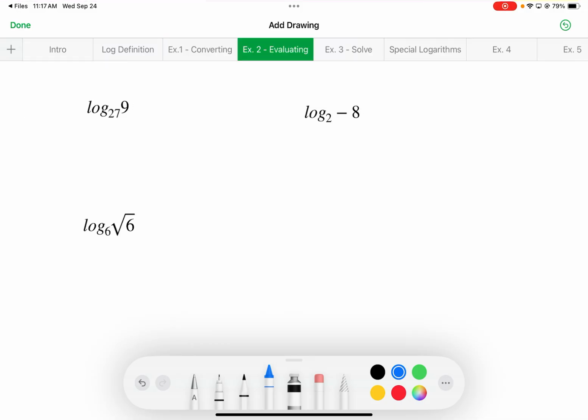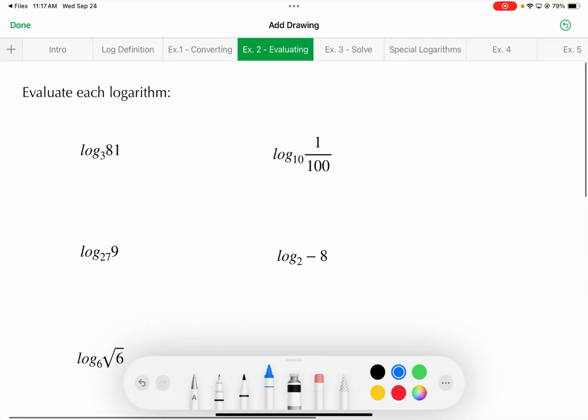Okay. All right, example 2. Evaluate each logarithm. Okay, so understand logs are numbers. They're exponents, right? So they have a numerical value associated with them. So if I said find the value log base 3 of 81, here's a good way to approach this. Treat it like an equation. Maybe put it into exponential form. 3 to the power of x equals 81. What's x here?